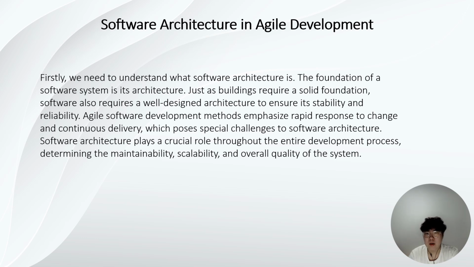Agile software development methods emphasize rapid iteration, response to change, and continuous delivery, which poses special challenges to software architecture. Software architecture plays a crucial role throughout the entire development process, determining the maintainability, scalability, and overall quality of the system.